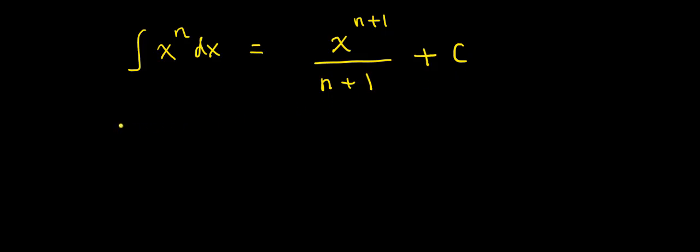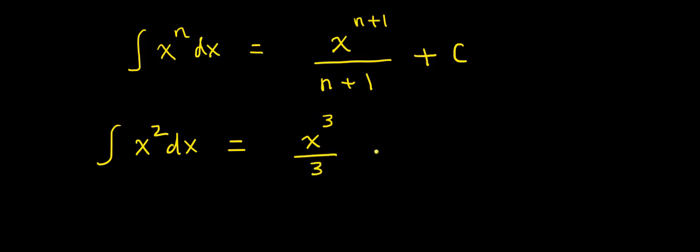So let's say you have the integral of x squared dx, or the antiderivative of x squared. That's going to be the same thing as x to the 2 plus 1, which is 3, and then it's divided by 3, plus c. Now think about it. What is the derivative of x cubed over 3? That's x squared. And what's the derivative of any real number? It's 0. So this c could be any constant.